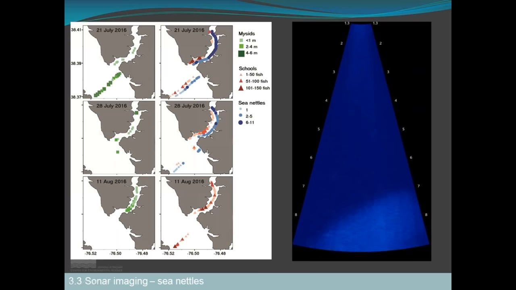Pay attention to this part at the bottom. You will see mysids showing up here, forming a huge swarm. Yeah, they're coming up. Those kinds of swarms, there is no way you can sample with nets.